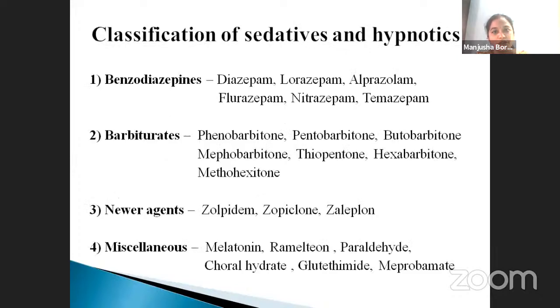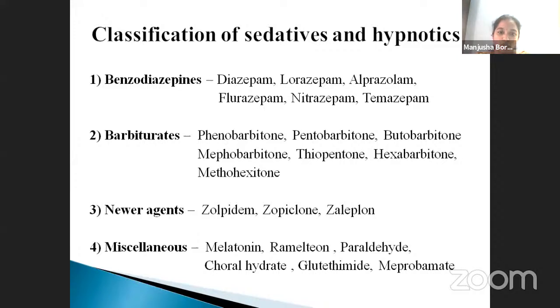This is a classification of sedative and hypnotic drugs. We have benzodiazepines. This benzodiazepine is again classified into three categories. Hypnotics like diazepam, flurazepam, nitrazepam, temazepam. Anti-anxiety like diazepam, alprazolam, lorazepam, and anticonvulsant like diazepam and lorazepam. We have barbiturates, long-acting, short-acting, and ultra-short-acting barbiturates. Long-acting like phenobarbital, mephobarbital, short-acting pentobarbital, butabarbital, and ultra-short-acting like thiopentone.